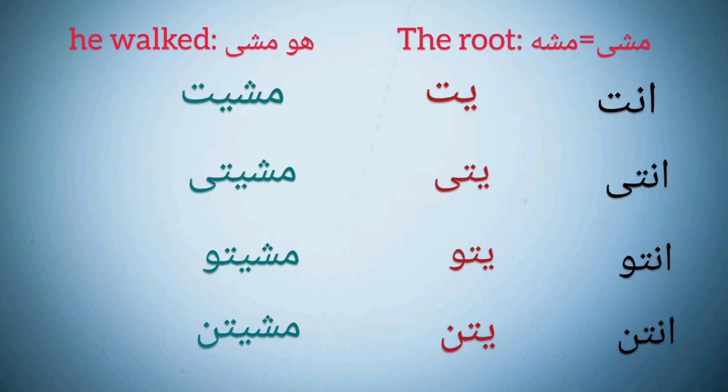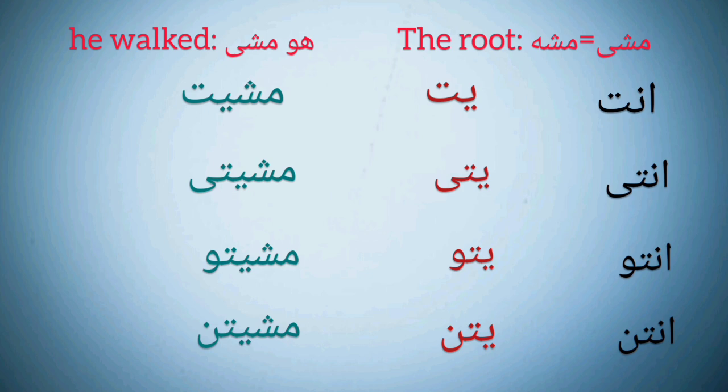In غايب we deleted the alif, but in مخاطب and متكلم, not only do we have to delete the alif, but also we have to add some letters and signs, like yet. For example, انت مشيت. We add yet to this one. انت مشيت. You walked. It refers to a male. And for female, we say انتي مشيتي. You walked, for female.